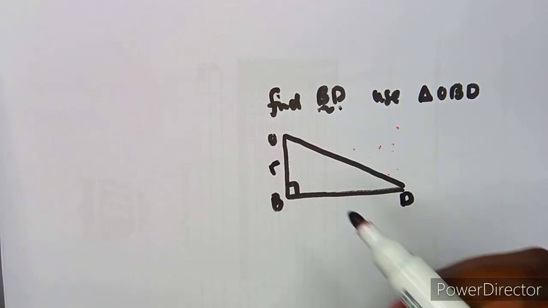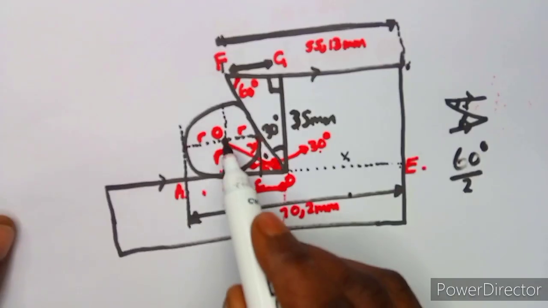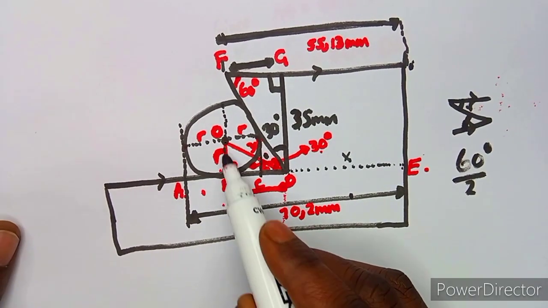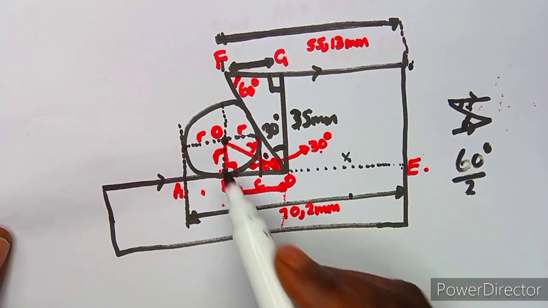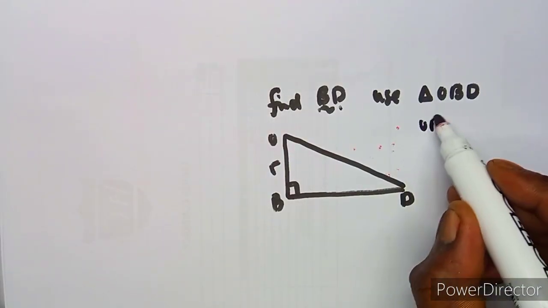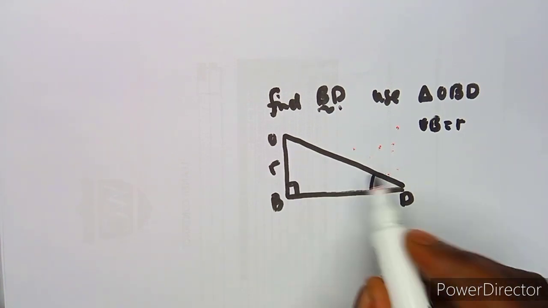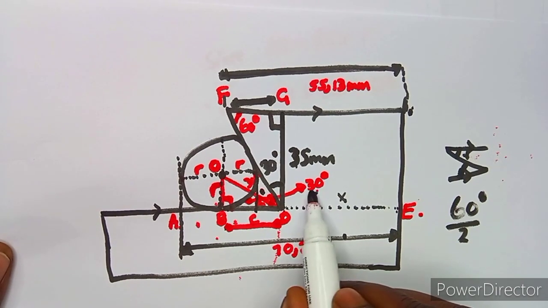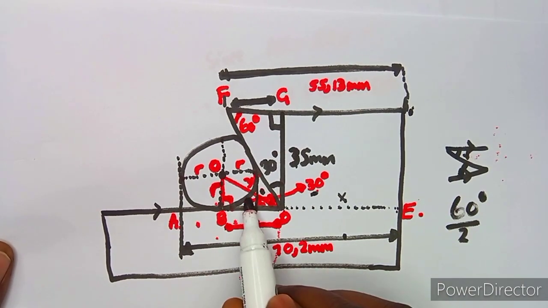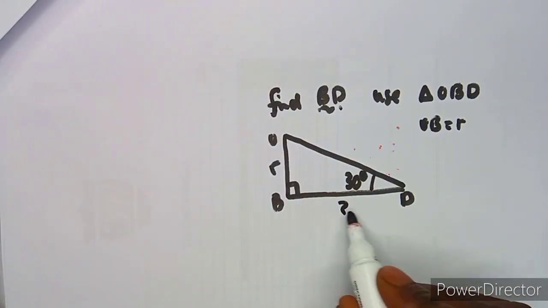You say this is R because from the center to the circle, it's always the radius. So OB is equal to R. We need this angle, which we said is 30 degrees. That is the one I was indicating, guys. I've written it outside, but it's inside here. Remember, I told you that. And we want to find this BD.